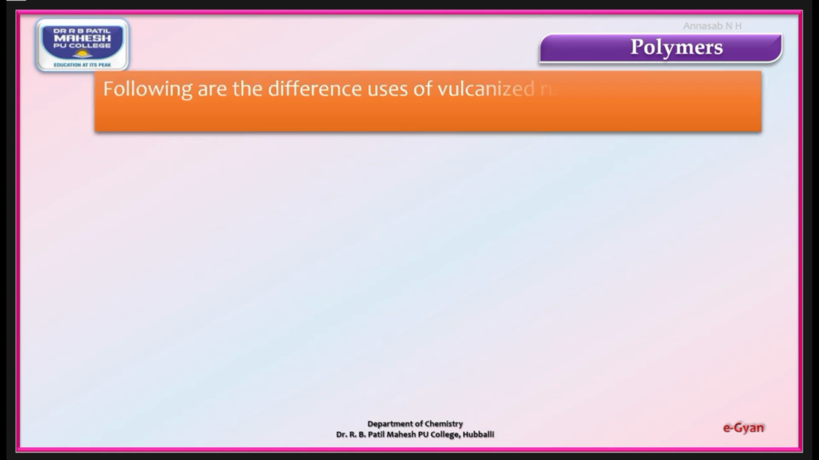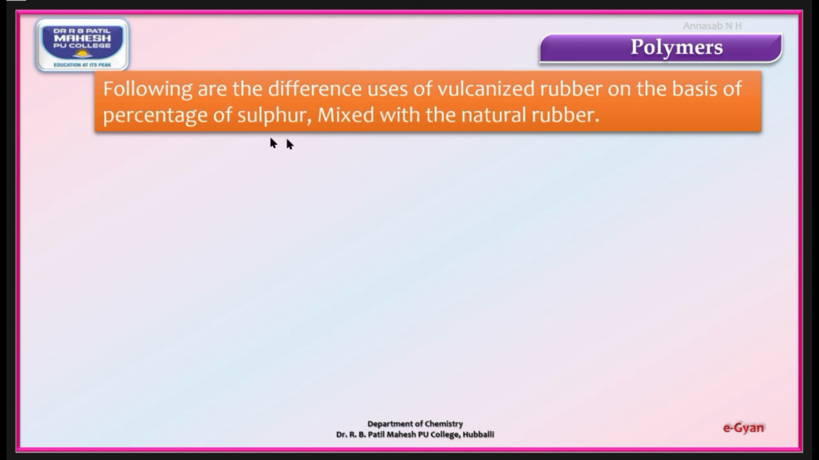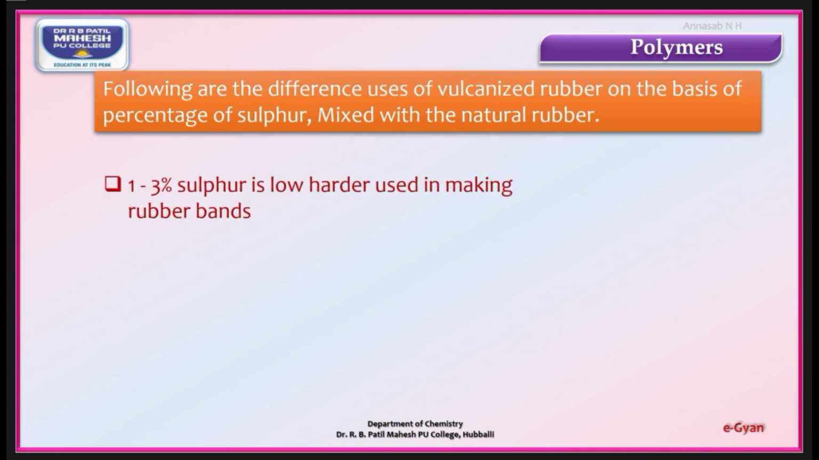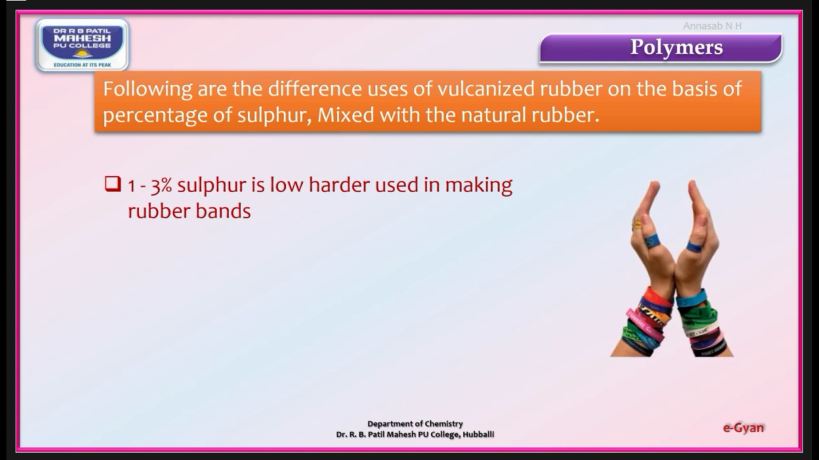So we are going to see the vulcanization process with the difference in the sulfur content which we are mixing with natural rubber. If you mix 1 to 3% of sulfur, it is low hardness and used in the making of rubber bands, which do not need much strength. Rubber bands are made with natural rubber by mixing 1 to 3% of sulfur.